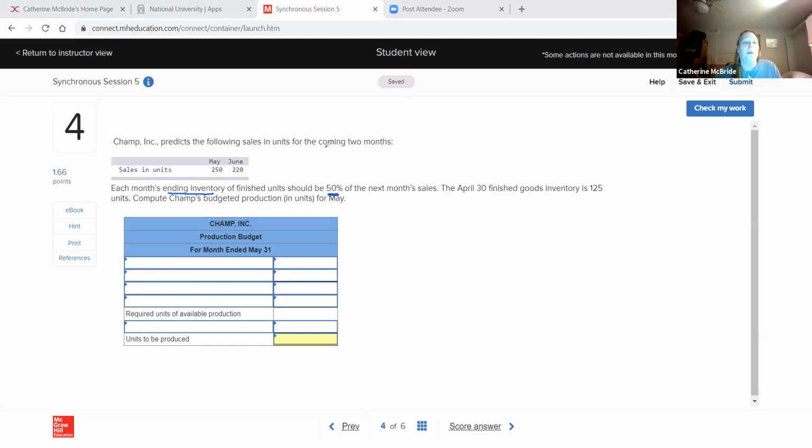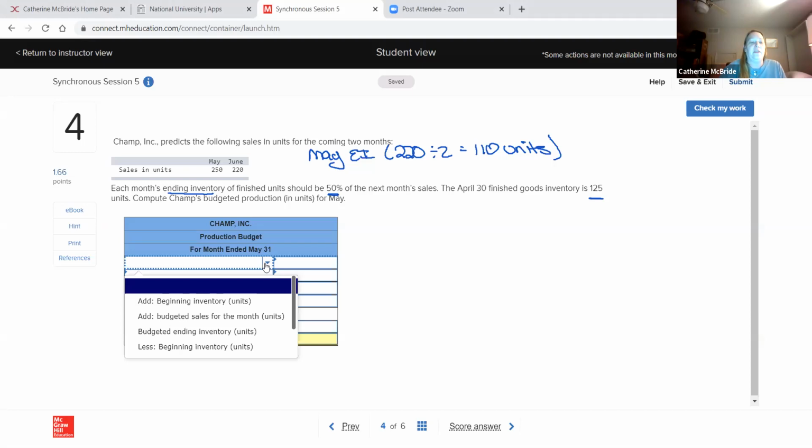So for May, we want ending inventory that is 220 divided by 2, 50% and 50%. So we want 110 units in ending inventory. On April 30th, finished goods inventory is already 125 units. Let's see if I can do this one backwards. Because I've done them backwards my whole life. Because I think this is backwards. All right, so we're going to start out with what we want to sell to begin with.